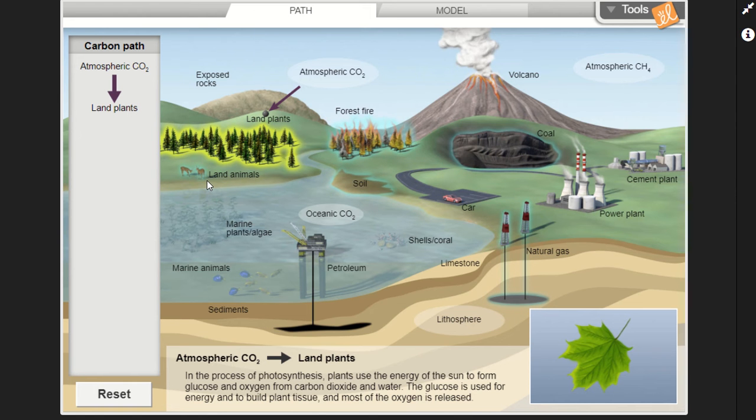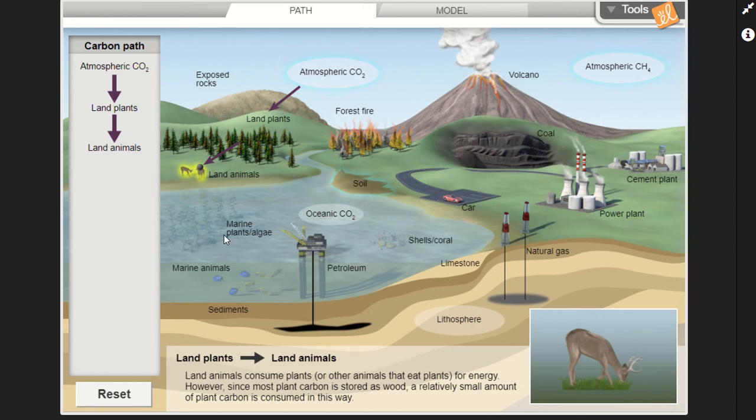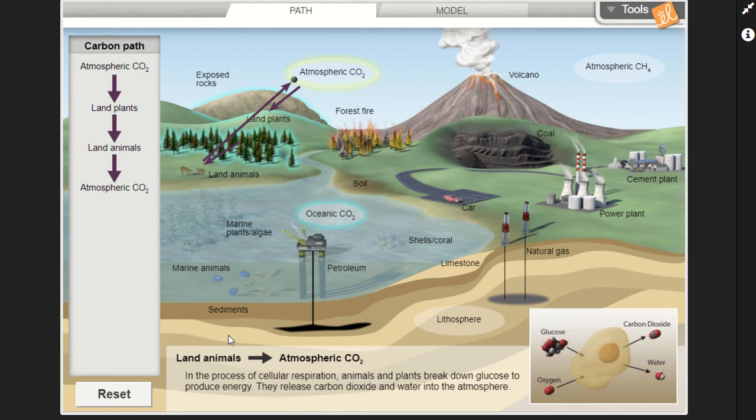Now number 3 says select land animals. I'm going to select the land animals. How did we get from land plants to land animals? They consume the plants. And then from plants back up to the atmosphere in the process of cellular respiration. Okay, so that's that one there.